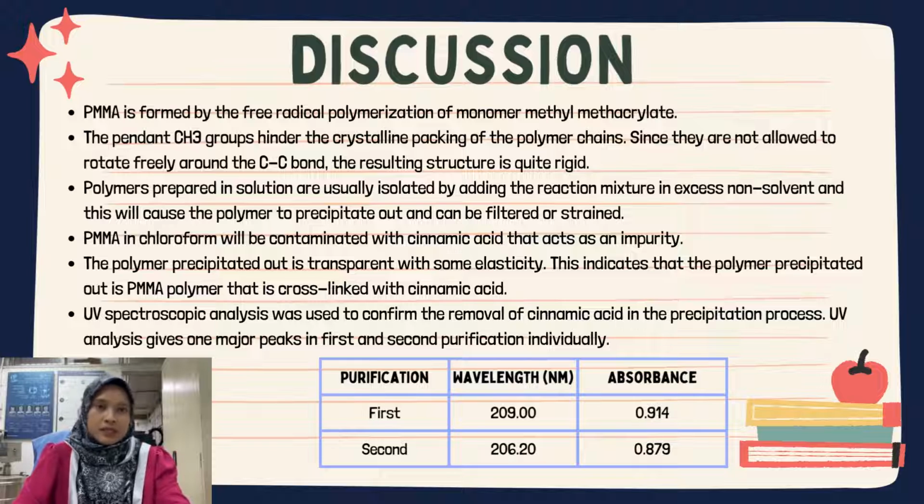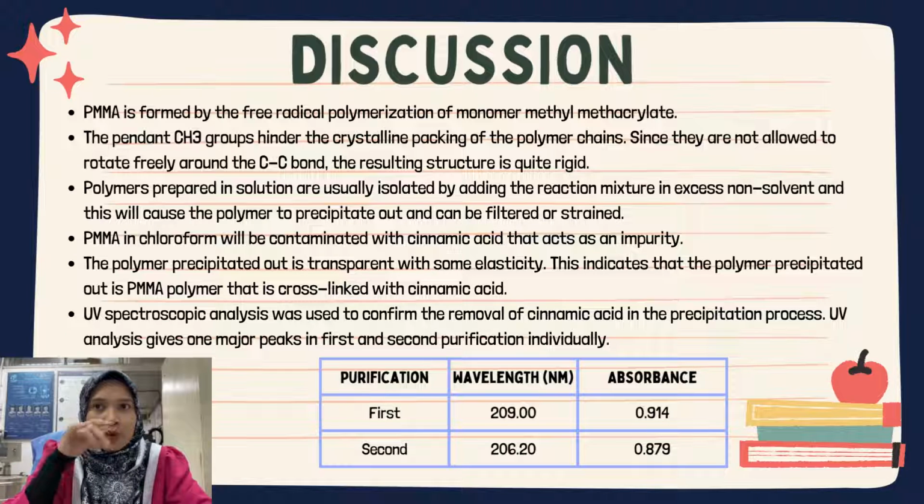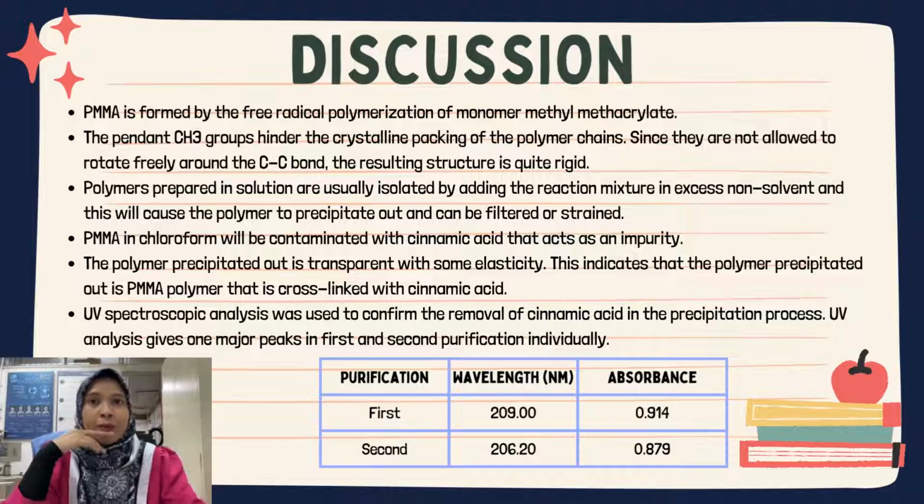The filtration process was used next in order to isolate the precipitate from the methanol solution by using the vacuum pump. After that, the second purification was conducted to achieve higher purification. The purified PMMA polymer was analyzed by UV method in the range of 300 to 200 nanometer. UV spectroscopic analysis was used to confirm the removal of the cinnamic acid in the precipitation process. UV analysis gives one major peak in the first and second purification individually, as I have mentioned before. So we can see the values of the wavelength and the absorbance for the first and second purification in this table.